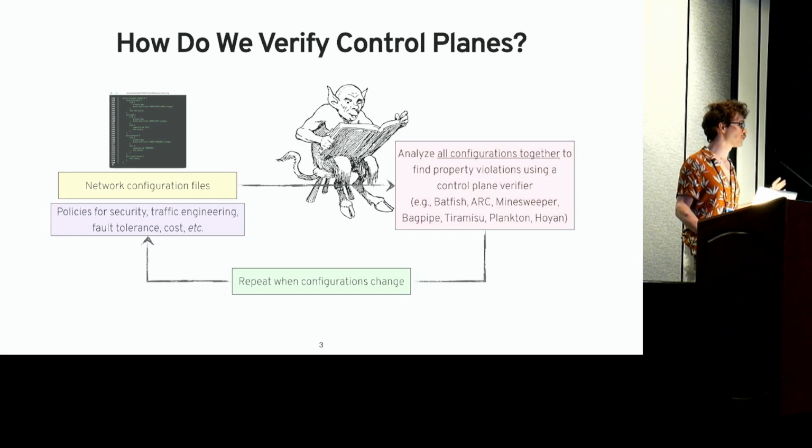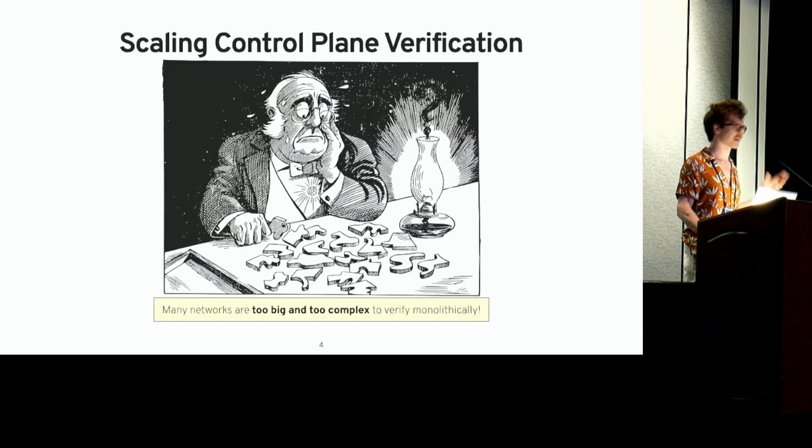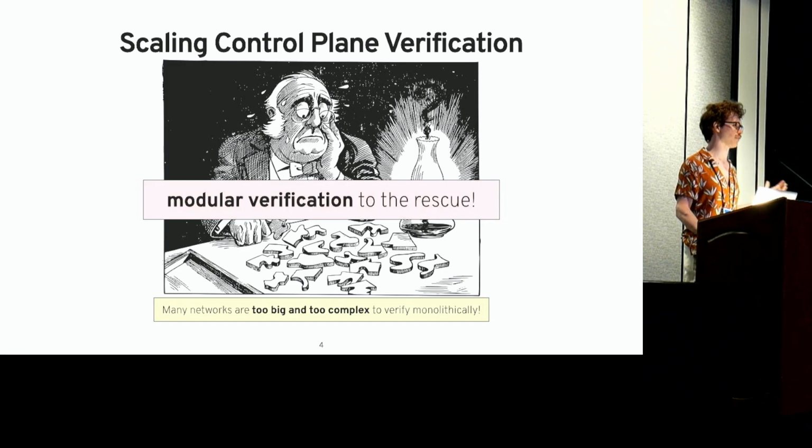So this works really well. There are a lot of tools, and they've had a lot of success at doing this for a wide variety of networks. But because they're working monolithically, there are limits in terms of the size and the complexity of the network that they can consider. And some networks, particularly cloud provider networks, are too big and too complex for these tools to verify today. So we need a way to break the problem up into smaller problems. And that's where modular verification can help us.